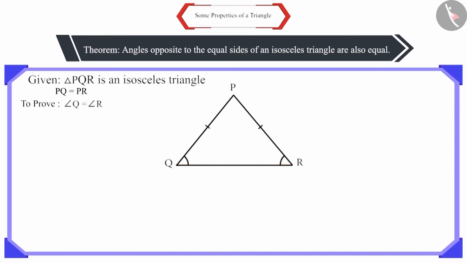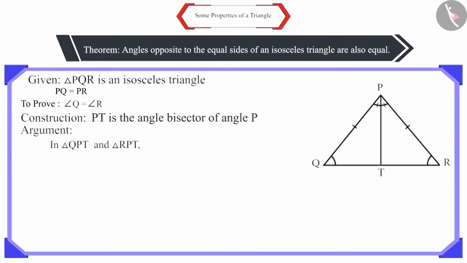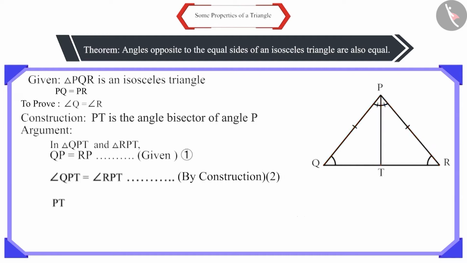Let's look at its argument. Draw the bisector of angle P which intersects the side QR at point T. Now, look at triangles QPT and RPT. It's given that side QP and side RP are equal. By construction, PT is the bisector of angle QPR. Therefore, angle QPT and angle RPT will be equal. And side PT is the common side for both the triangles.